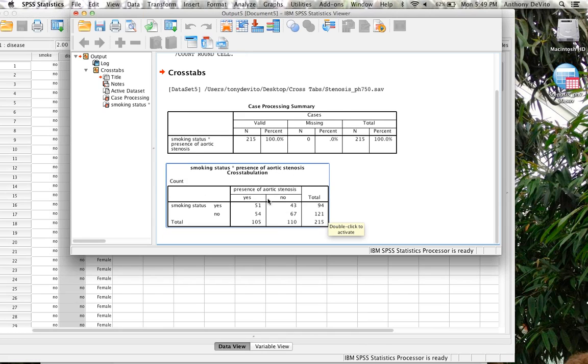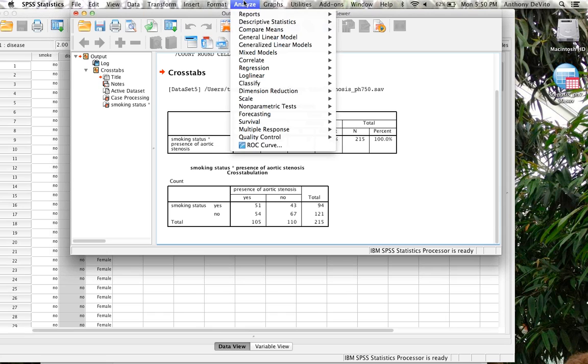Okay, so now let's calculate what our relative risk and our odds ratios would be. First of all, risk is going to be 51 over 94 and 54 over 121. Odds are going to be 51 over 43 and 54 over 67. And relative risk and odds ratio are going to be calculated the same way. Well, fortunately, I don't have to do that. I can get SPSS to do it for me.